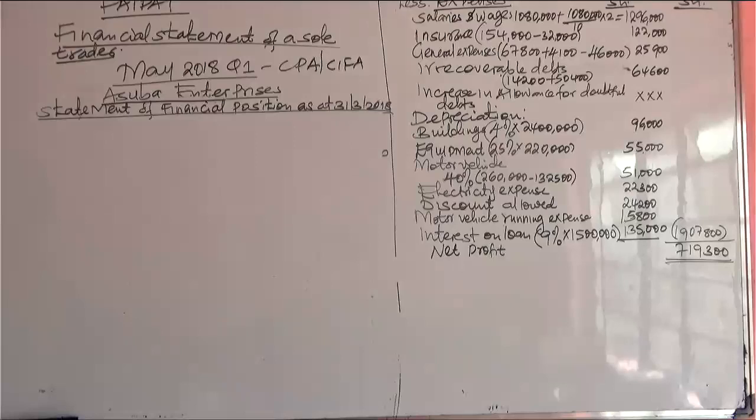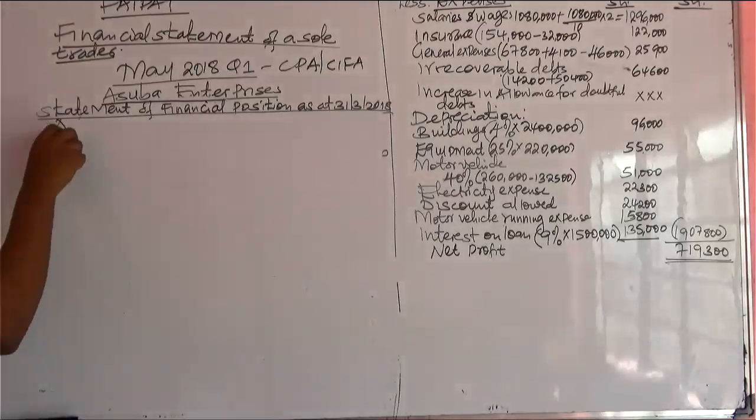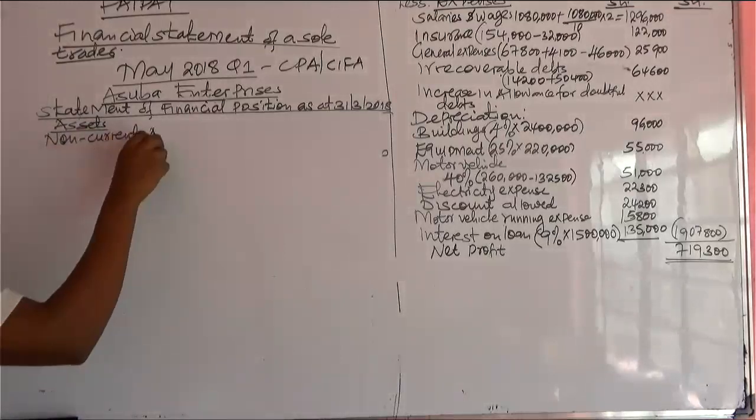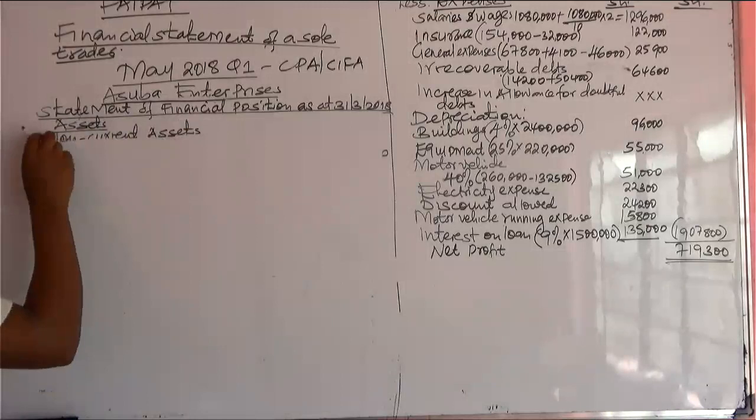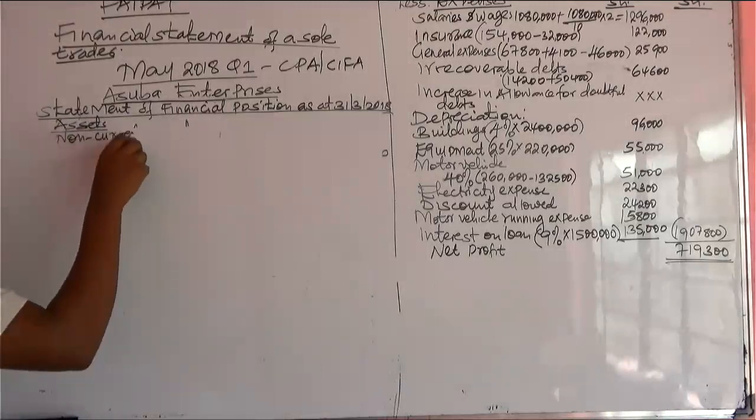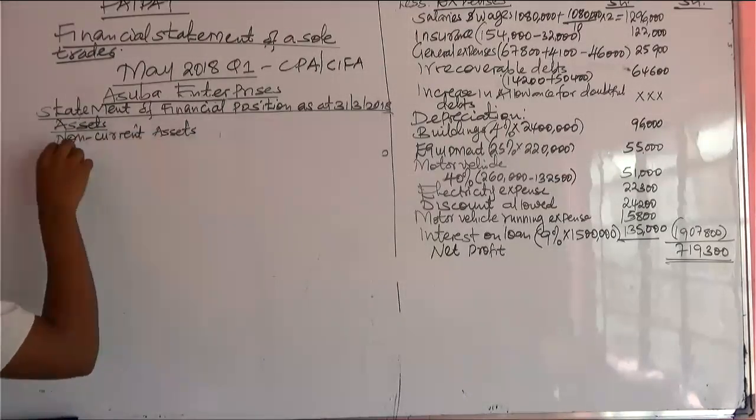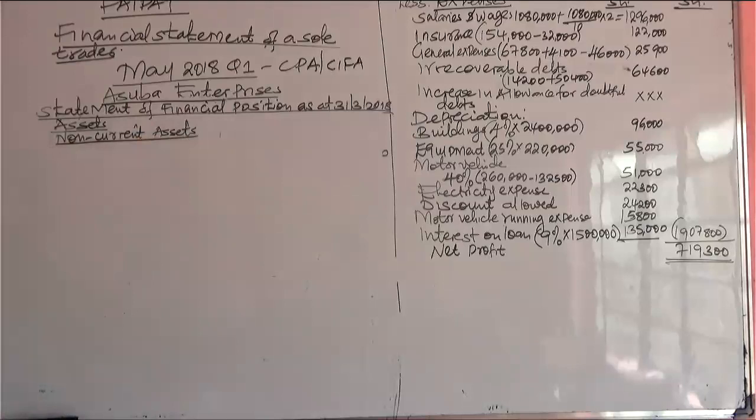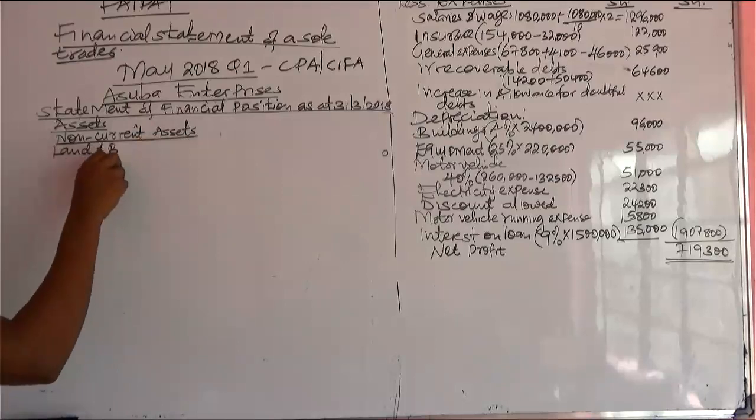So we begin with the assets. And assets, we said we categorize them into two, the non-current assets and also current assets. So we begin with the non-current assets. So for the non-current assets, we'll begin with the land and what? Buildings. What was the cost for them? It was 3.4 million. But we have to represent them at net book worth.